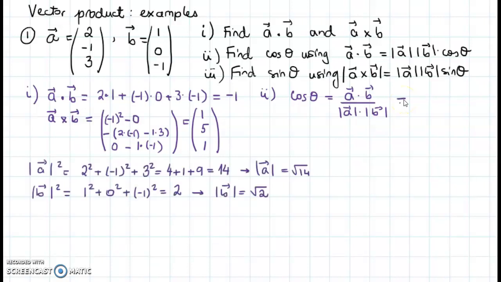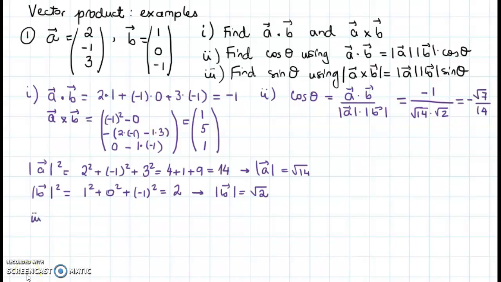So we have that cosine of theta is equal to -1 in the numerator, and then in the denominator we have square root of 14 for the length of A times the square root of 2 for the length of B. We can write this as minus square root of 7 over 14.